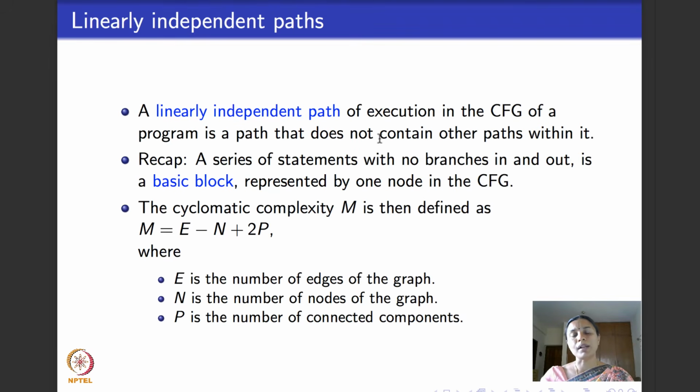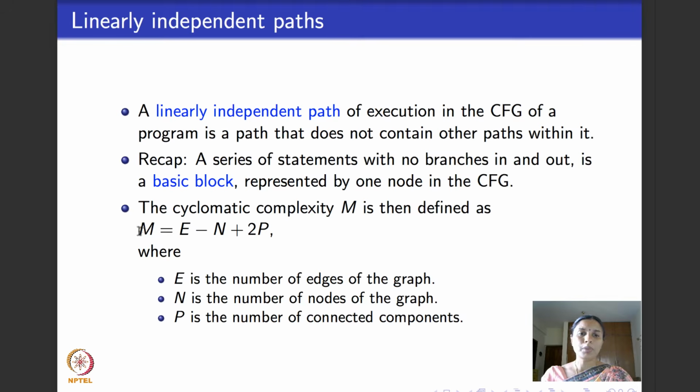A prime path is a path that doesn't come as a subpath of any other simple path in the program. A linearly independent path is a path that doesn't come as a subpath of any other path in the program. So except for the fact that the word simple is not there, linearly independent paths are the same as prime paths, right?